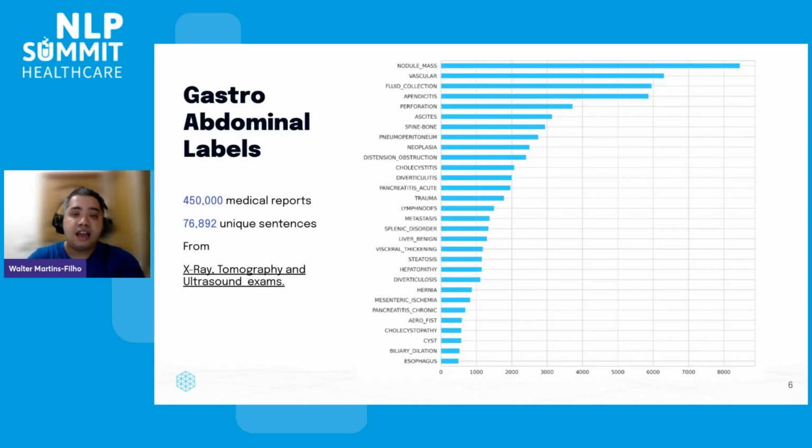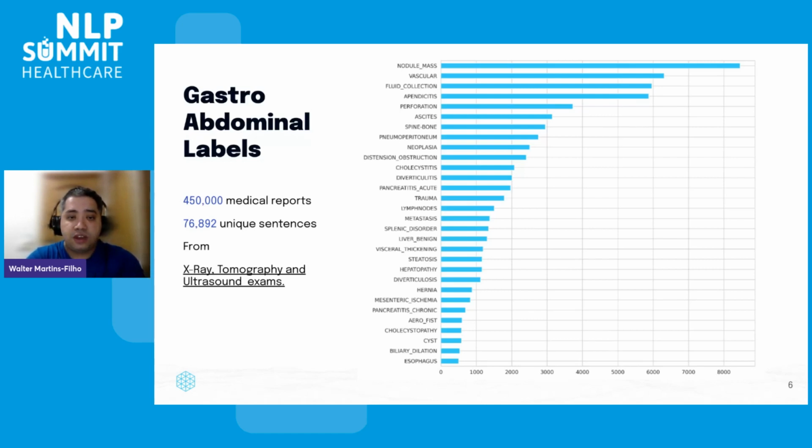For that, we selected with a few doctors some labels of pathologies that are more interesting to our clients, hospitals and clinics. Mostly nodules and masses associated with cancer, problems with fluid collection between the organs, and perforation that can happen when you have some accident, like a crash, for example. Also problems with spine bone, like a crash affecting your spine.